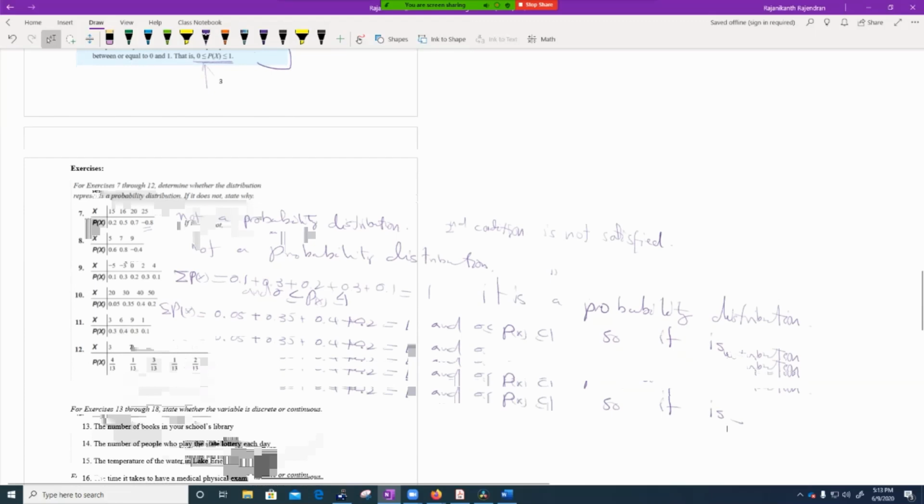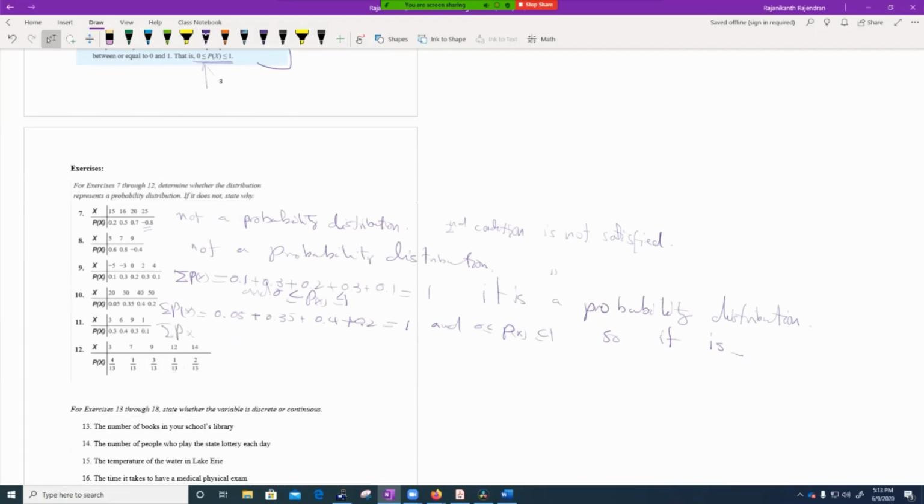The next one, what is my summation of P(x)? Add all the possible values: 0.3 plus 0.4 plus 0.3 plus 0.1. Will you get 1 now? This is 0.7... no, now I'm getting more than 1. That means the first condition is not satisfied. So it is not.